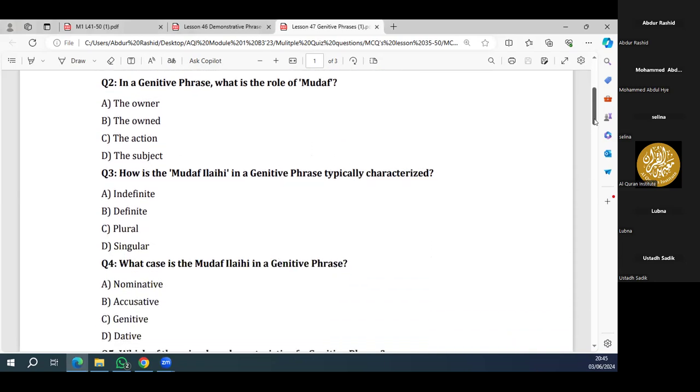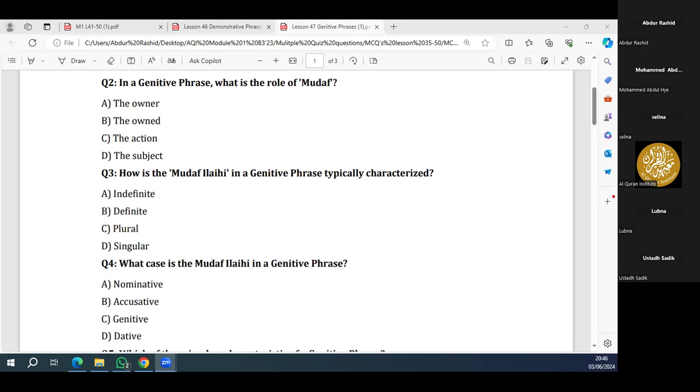I want to see if there are any other responses apart from what I've got so far. If you're saying mudaf is owned, what's mudaf ilayhi then? You can unmute if you want. Okay, people are responding. The owner, good. Mudaf ilayhi, very good. Possession, possessor, good, mashallah. Jazakallah for your interaction.